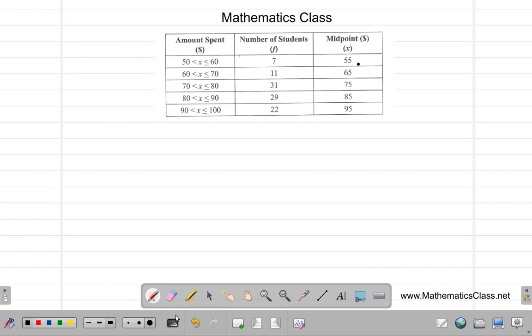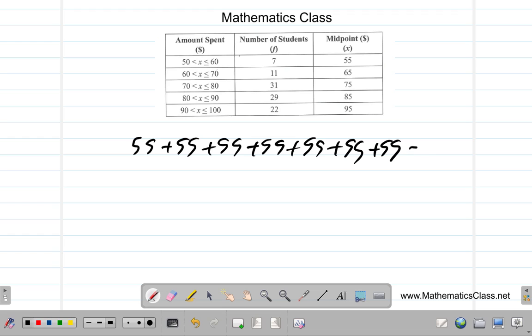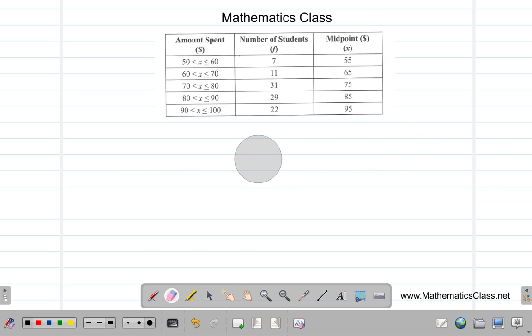Whoever made this table, before they made the table, you would see 55 seven times. So if you want the sum of all the values, you're going to have to say 55 plus 55 plus 55 plus 55 plus 55 plus 55 plus 55, and then 65 plus 65 plus 65 and so on and so forth. But that's going to take you all day. The thing is, you have 7 fifty-fives. So what you do? Just multiply 7 by 55.